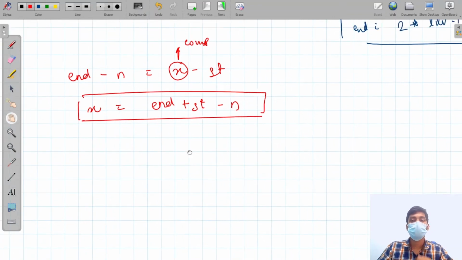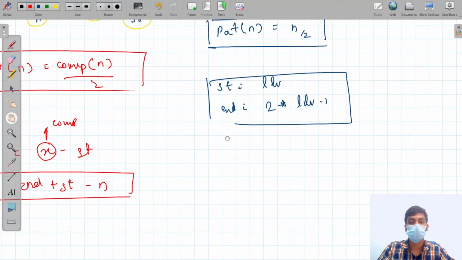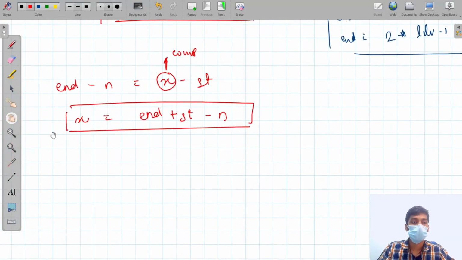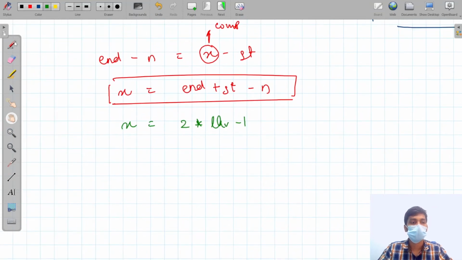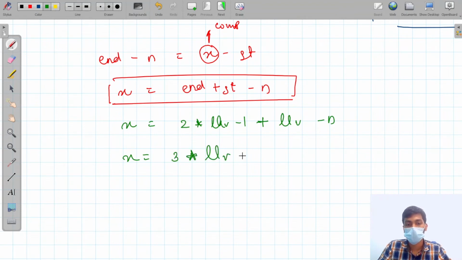And now we have already derived these two things, that is starting point and ending point. Let's just put this in our formula. Then our formula is going to look something like this. X is equal to, ending point was what? 2 into last level value minus 1, right? And starting point was nothing but our last level value. That is going to be plus last level value and minus n. That is nothing but x is equal to 3 into last level value minus n. So this is going to be our final formula.